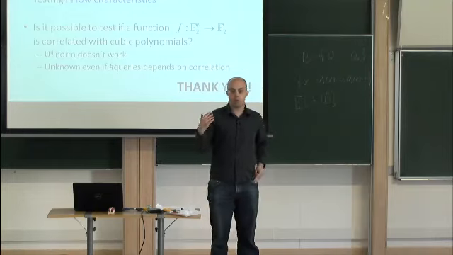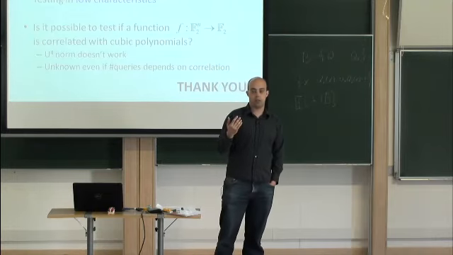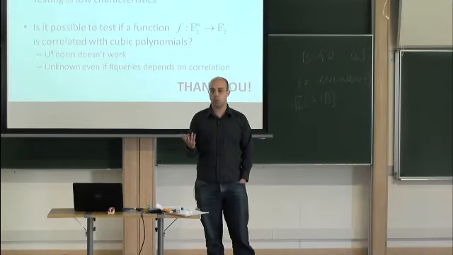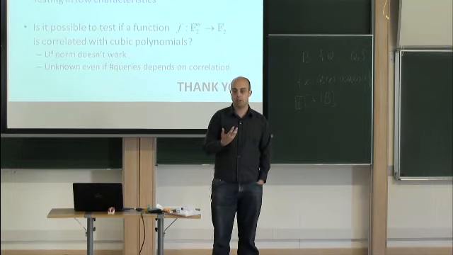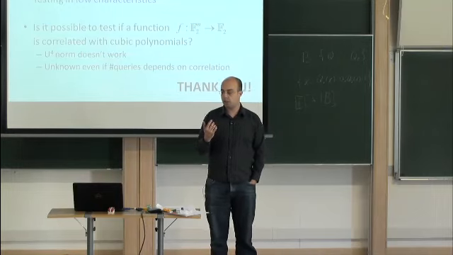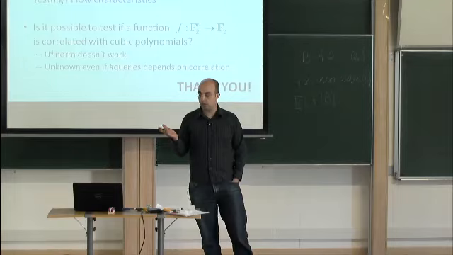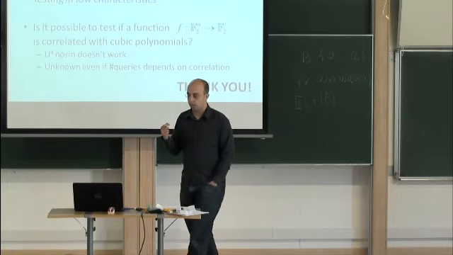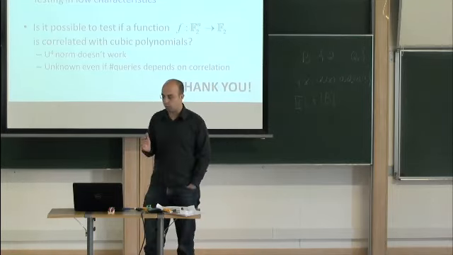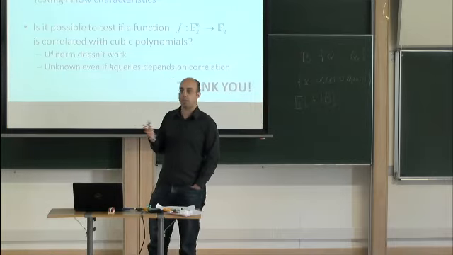And we know that the U4 norm, which tests correlation with cubic non-classical polynomials, doesn't work, because the class that it tests correlation with is larger than the class of cubic polynomials. So for example, we have examples of functions that have large U4 norm, but are not correlated with any classical cubic polynomials. But the question is, can we do it some other way?